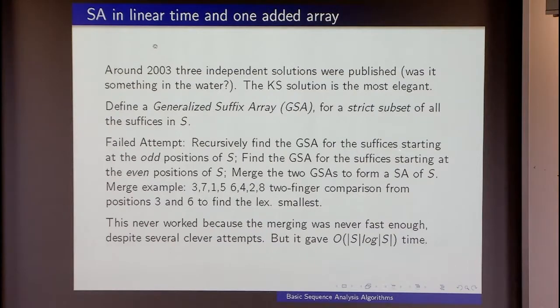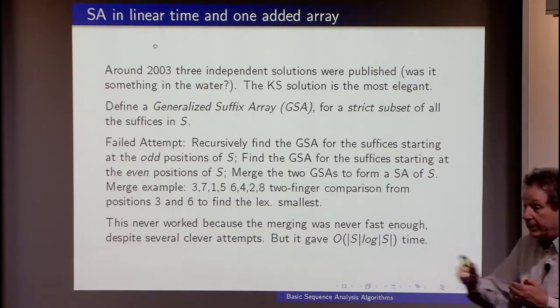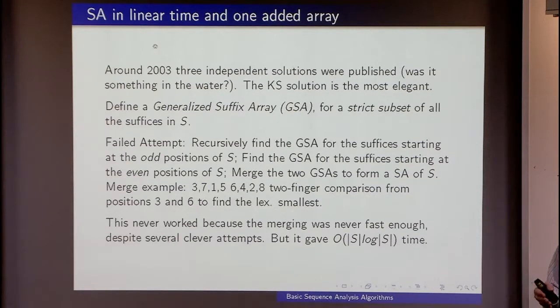So let me define a generalized suffix array: basically a suffix array for a strict subset of all the suffixes in S. Remember I said the suffix array is a listing of the positions of the suffixes in the lexicographic order of those suffixes. Well, if I'm just interested in a subset of the suffixes, then I can still talk about their lexicographic order and have a list of those, right? Okay, I'll call that a generalized suffix array. So what you can do is take S and divide it into the odd positions. We're going to have the suffix that starts at position 1, the suffix that starts at position 3, 5, 7, and so on.